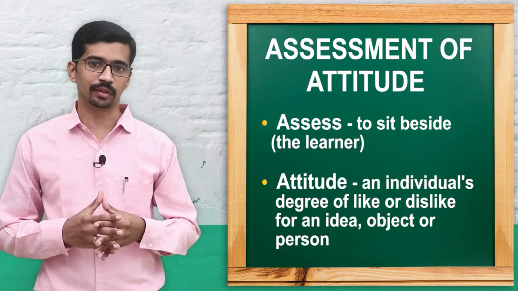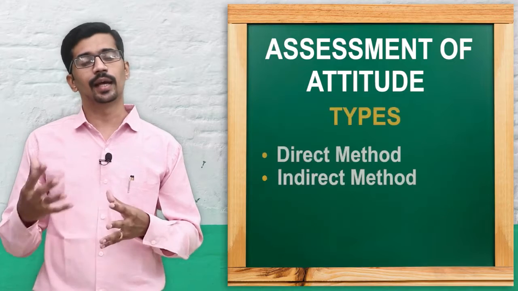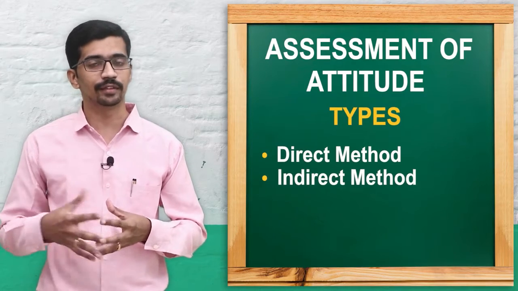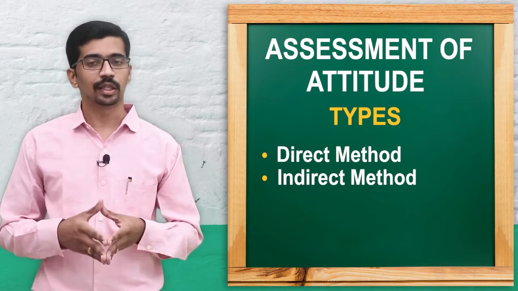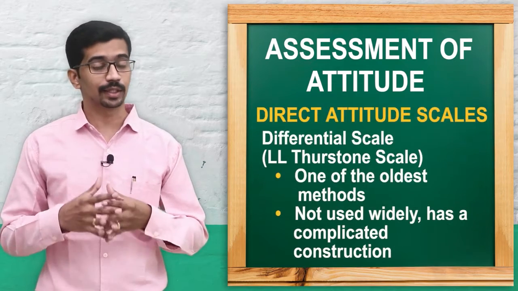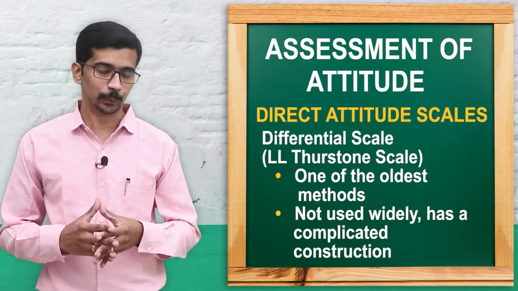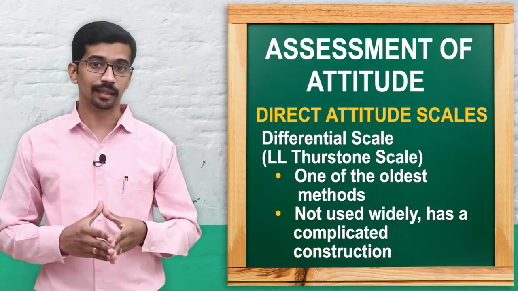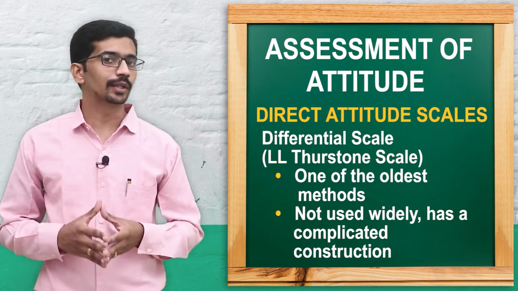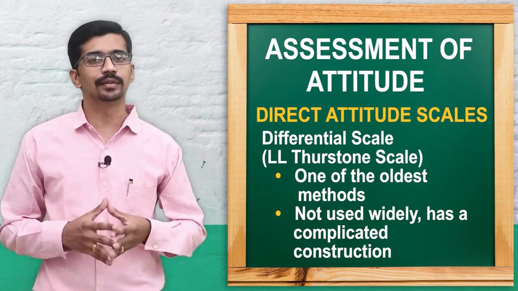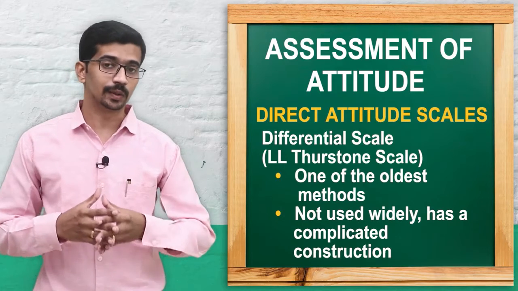And now comes the question: how can we assess this attitude? The attitude can be assessed in two different ways. One is directly and another one is indirectly. Coming to the first one, the direct assessment of an attitude. How can we directly assess this attitude? We use certain scales, generally known as attitude scales, and there are a lot of attitude scales. In this video we will discuss a few common and important attitude scales.